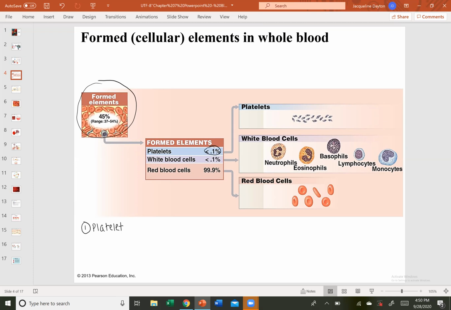So what is a platelet? This very first one. A platelet is really just a cellular fragment. It doesn't have any organelles. It's a very basic cell type. It's really just a cell membrane surrounding cytosol with a couple of specialized proteins inside of the cell. So it's not a true cell. It's more of a cellular fragment. Okay. And what is the role of the platelet in the blood? It aids in blood clotting.